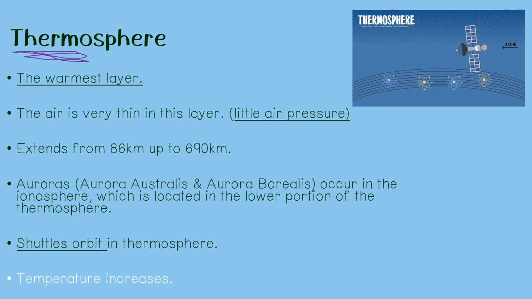The air is very thin in this layer, so there is little air pressure. It's very difficult for humans to breathe here. It extends from 86 kilometers up to 690 kilometers, so the thermosphere is huge. The aurora borealis, also known as the northern lights, occur in the ionosphere, which is located in the lower portion of the thermosphere. Shuttles orbit in the thermosphere, and the temperature increases, which makes sense because the thermosphere is the warmest layer.